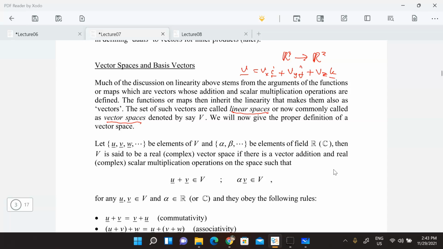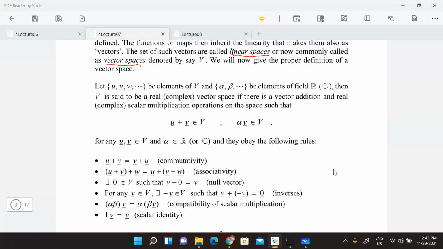So in any linear space or in any vector space, you have a set of elements of the vector space. The vector space here is labeled by capital V, and there will be two defined operations. The one that we have seen before is vector addition, and the other one is scalar multiplication. So in other words, you also need to define what scalars you are going to use.